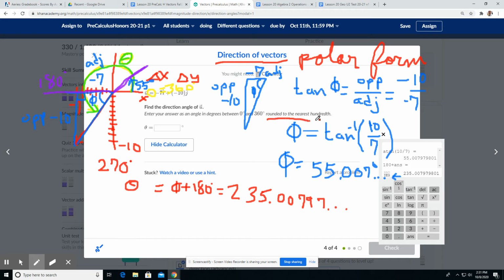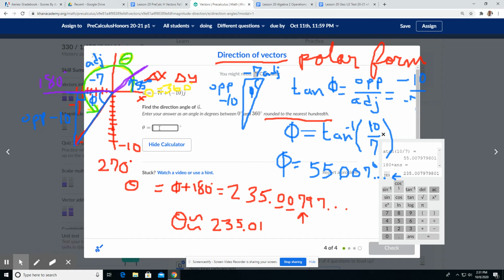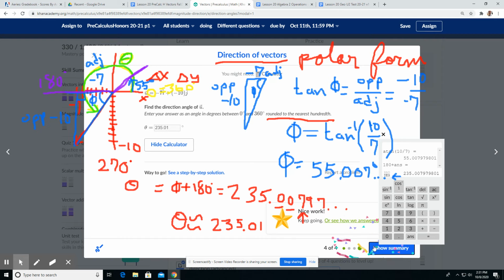We want to round to the nearest hundredth. So here's the tenths place, here's the hundredths place. So I look at this number. It's a 7. That means that theta is approximately equal to 235.01. All right, and it seems like everything links together here. We should be okay. Let's see how we did. 235.01. All right, got it.